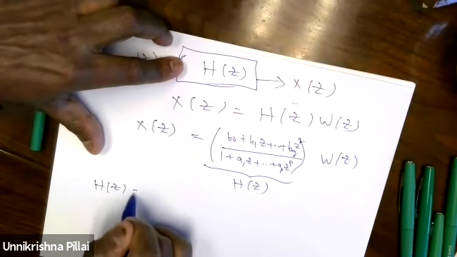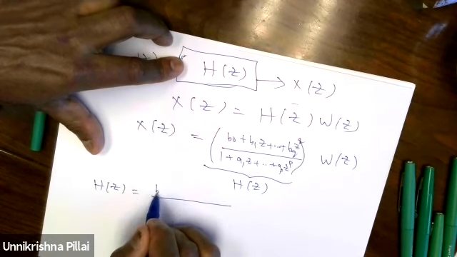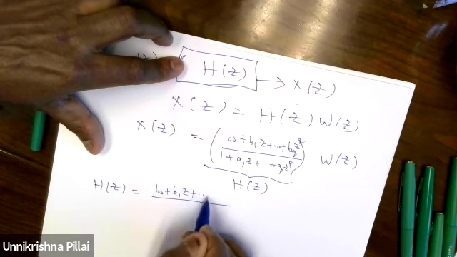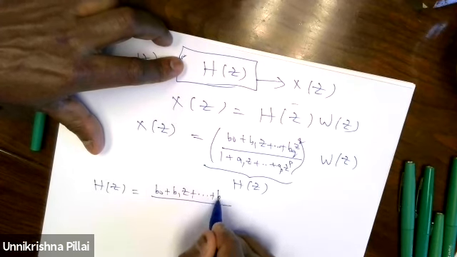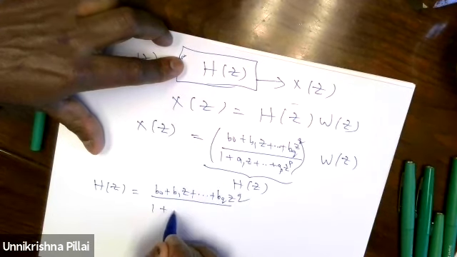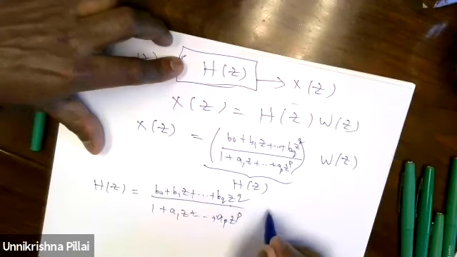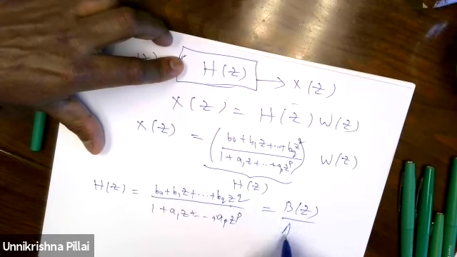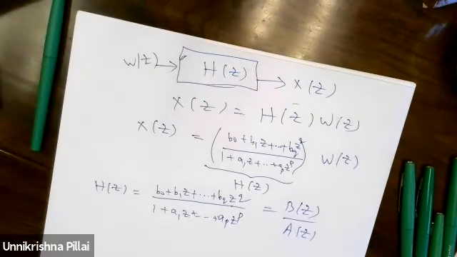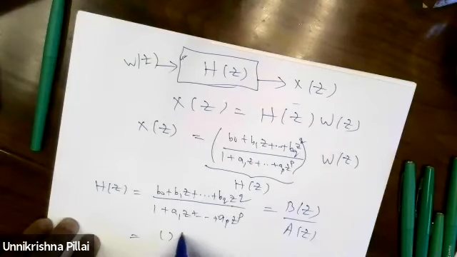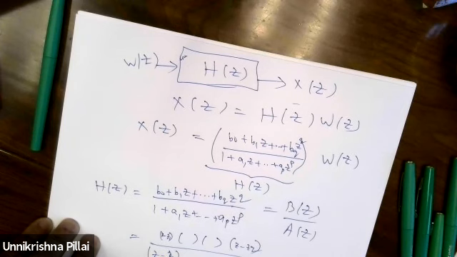So H of z looks like the ratio of two polynomials. The numerator polynomial is b0 plus b1 z etc., bq z^q. The denominator is 1 plus a1 z etc., ap z^p. So this is B of z over A of z. So this is a transfer function corresponding to an ARMA system. So this has got z minus z1, etc., z minus zq, q zeros and p poles, z minus, let's say, lambda 1, etc., z minus lambda p.